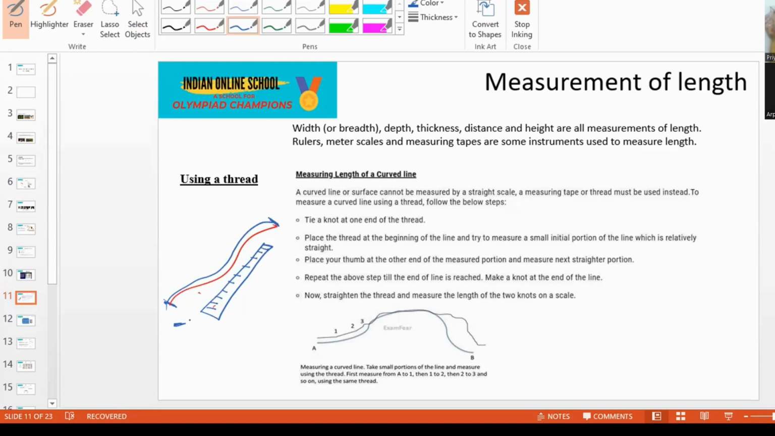Another method we can use is a divider. Suppose this is a curved line. We will set the divider to a span of, say, 1 centimeter. We will divide the curved line into equal divisions, and then with the divider we will measure how many 1 centimeters there are, and then sum up. For this, it will be 1, 2, 3, 4, 5, 6, 7, 8, 9. So the length of the curved line is 9 centimeters. Is it clear? Any doubt?